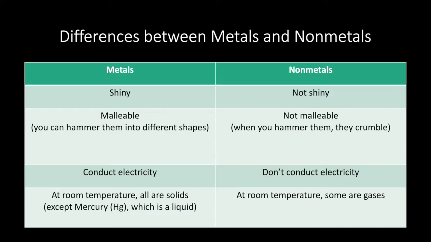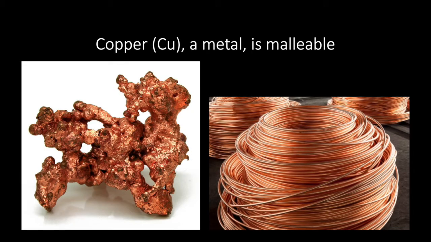And metals are all solids at room temperature except mercury, which is liquid at room temperature. So nonmetals are the only things that could be gases at room temperature. So that's a list of different traits that distinguish metals from nonmetals.